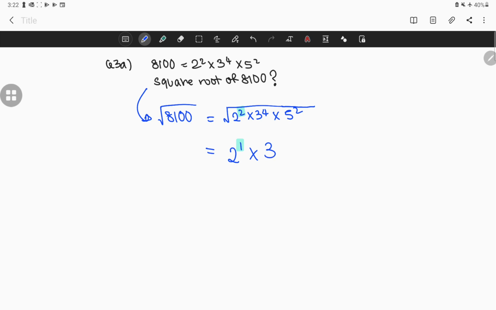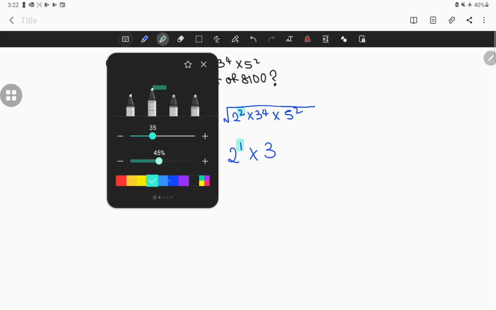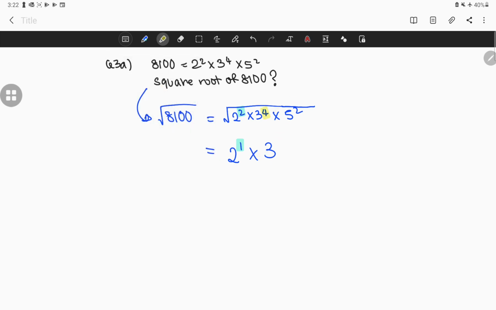Now, 3 to the power of 4, square root that. 4 divided by 2, that would give us 2. And lastly, we have 5 to the power of 2. 2 here, if we divide this by 2, we get 1. So therefore, this is equal to, if we just key that into our calculator, oh wait, no, there is no need to key that into our calculator, because for this question, it says to express the square root as a product of its prime factors. So, we are done with this question. This would be your final answer.